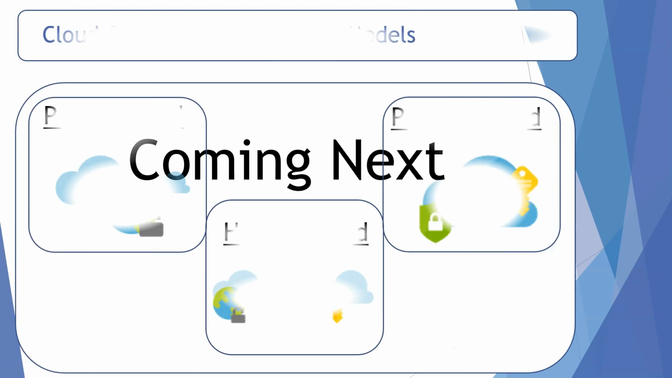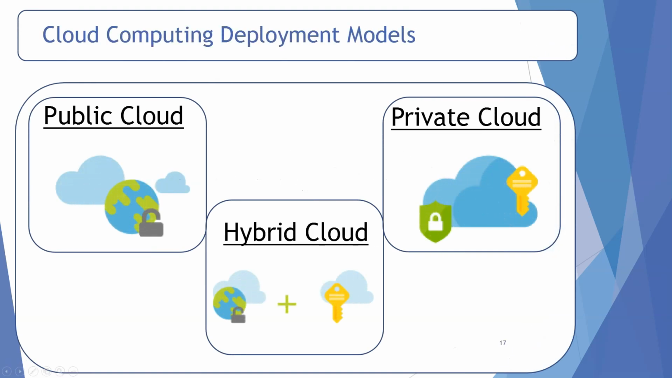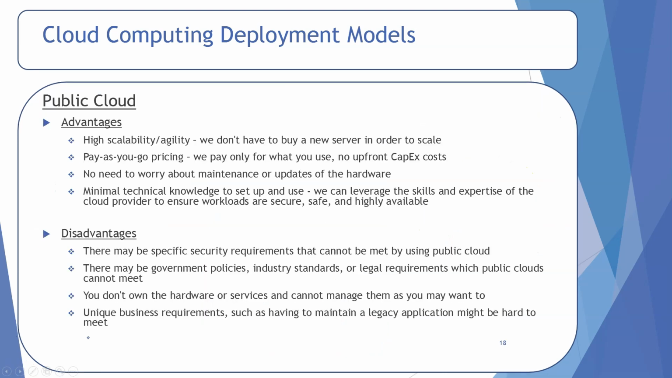Next, we will discuss cloud computing deployment models. There are three types of deployment models: public cloud, private cloud, and hybrid cloud. In public cloud deployment model, whole IT stack is deployed in cloud provider's data center. We don't have to manage any IT resource or software.